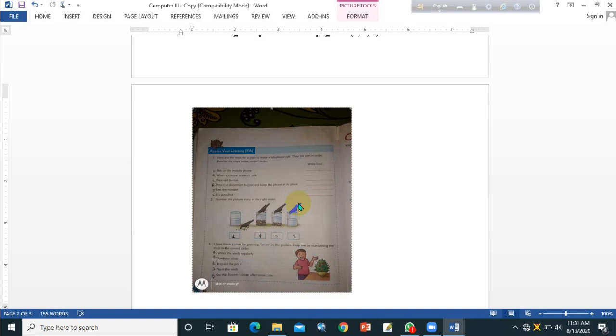Then in matching number two, picture two, number the pictures of the story in the right order. We know a story about a thirsty crow. There was a thirsty crow, he was supposed to drink water, but there was no water around him. And then suddenly he could see some water in a jar type of thing, but the water level was so low, it was not possible to drink water.